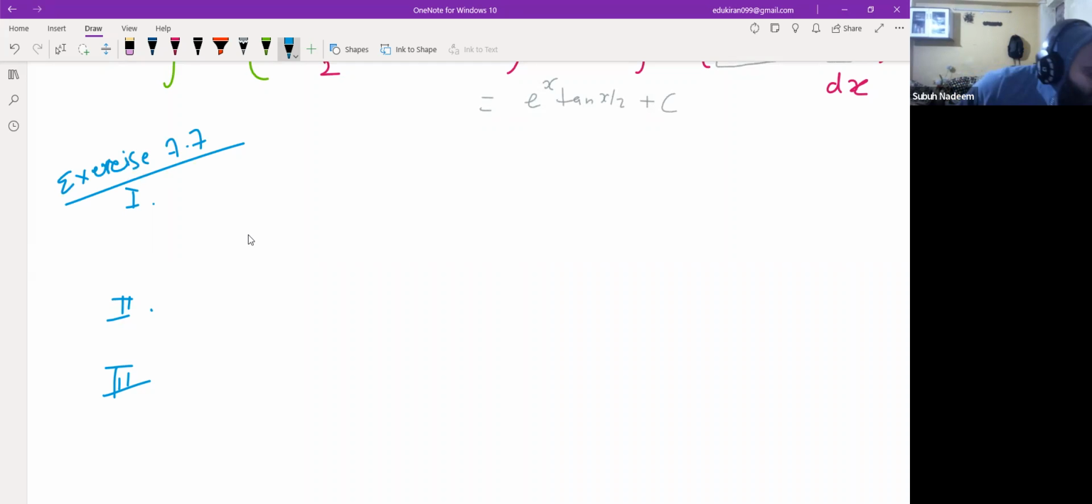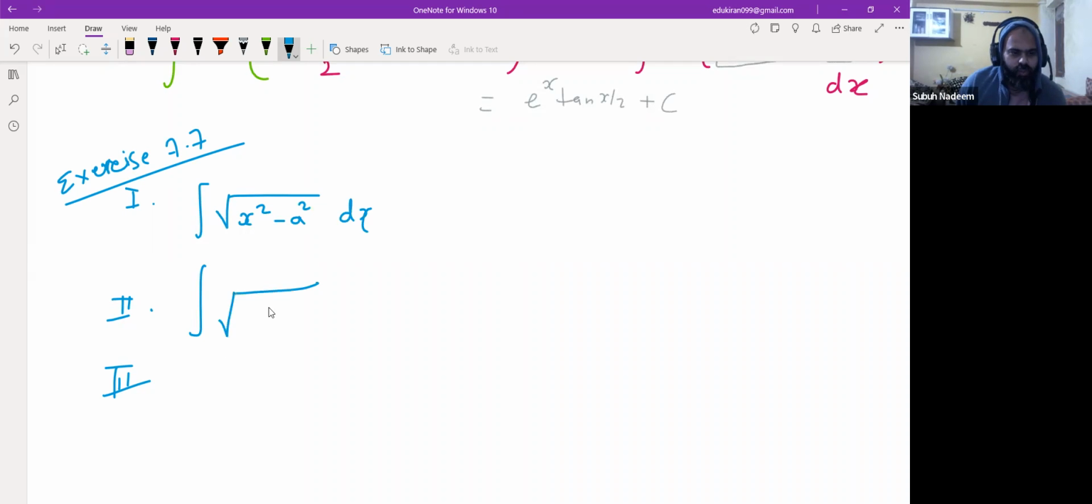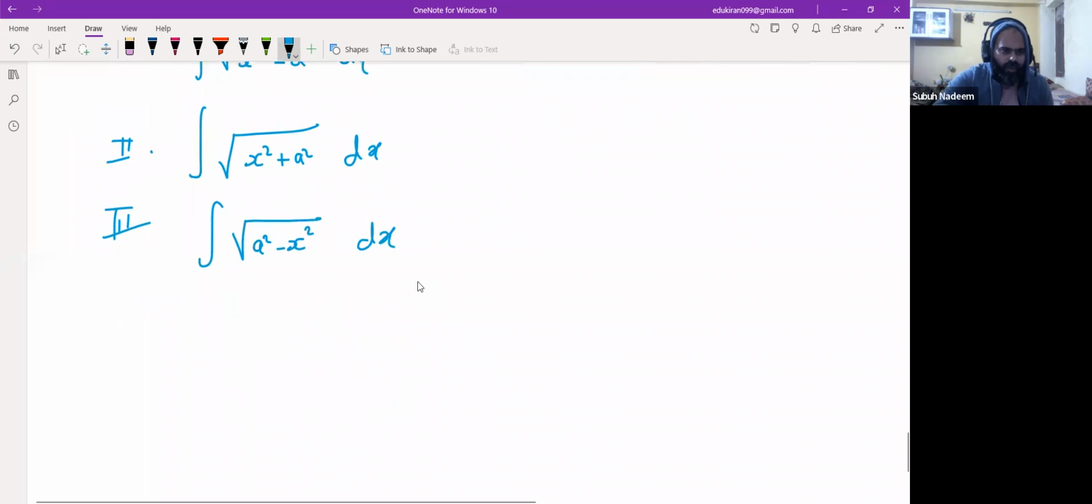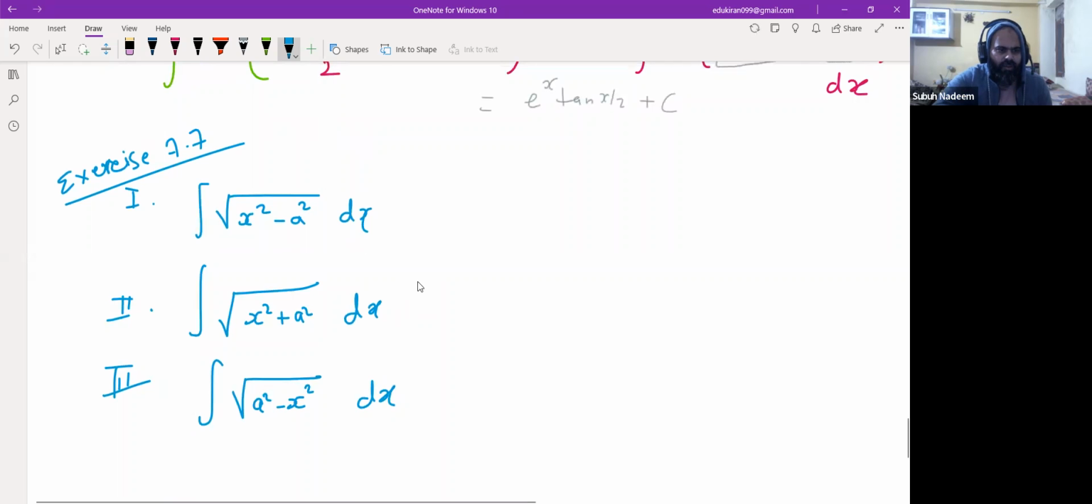So it says that integral of root over x square minus a square dx. Second one is root over x square plus a square dx. And last one is root over a square minus x square dx. These 3 formulas we have to remember. We will derive one of them and then we will try to remember all the 3. So any one formula, which one do you want to derive? So do the first one.